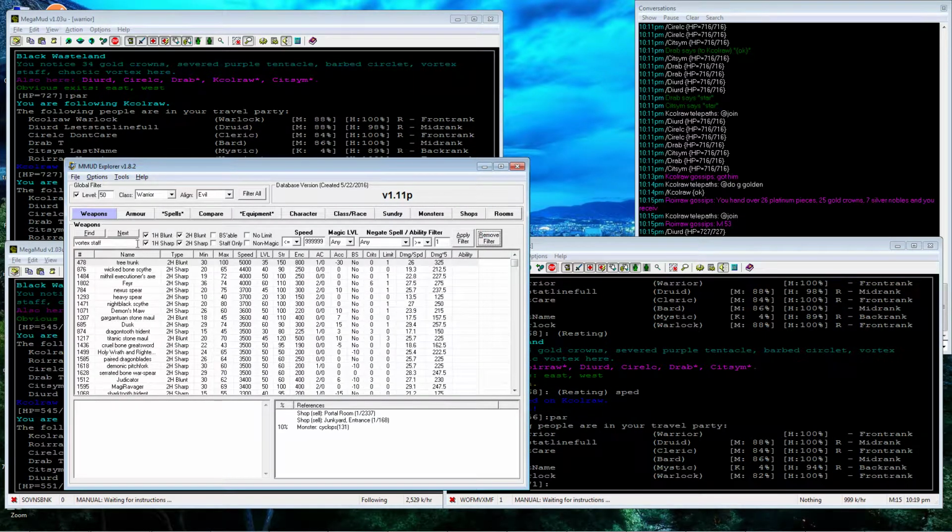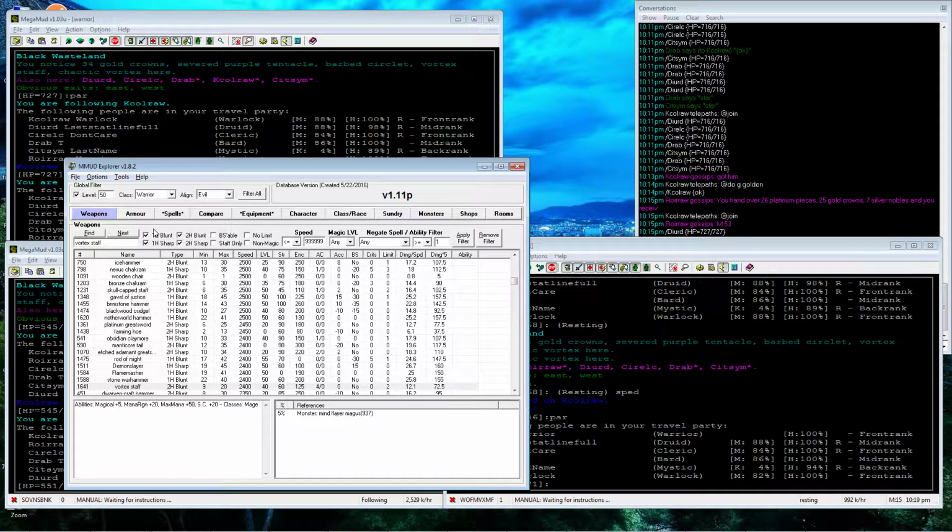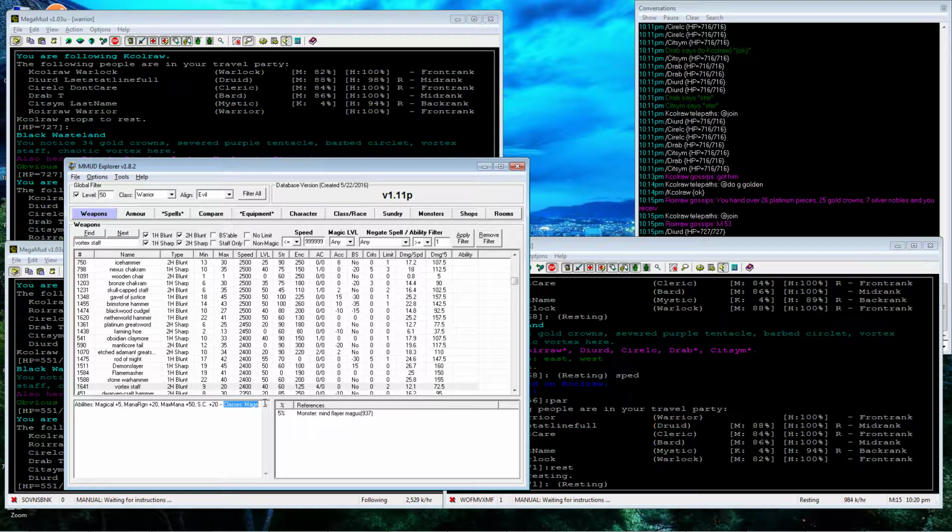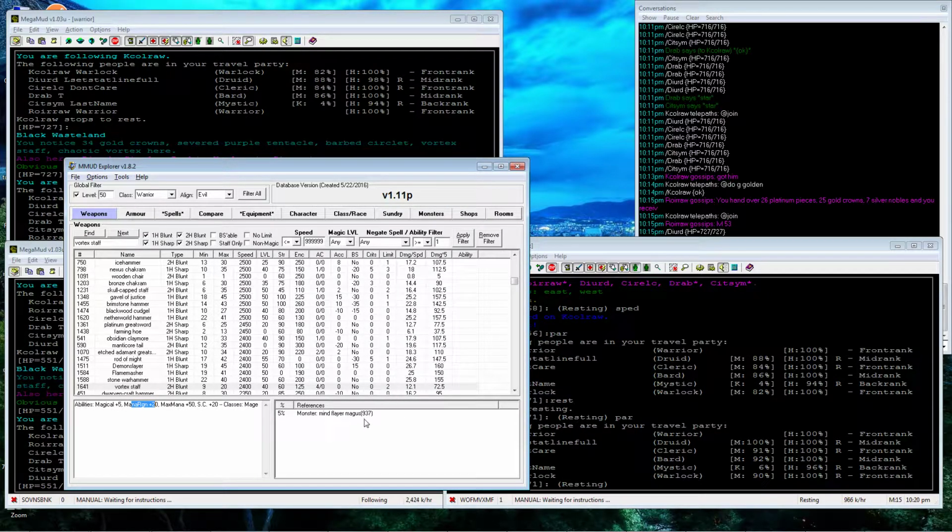That is Vorpal Sword. It's a level 40 restrict, mage only. Pretty decent weapon, limit 2. So, yeah, definitely keep this on hand.